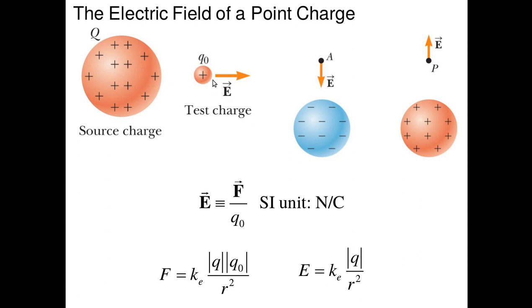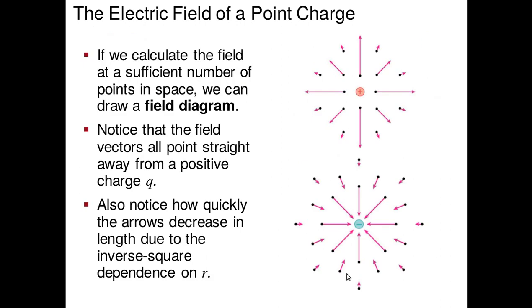I have to use a positive test charge to determine the direction. It always goes away from the positive source charge, because the electric field points in the direction that a positive charge would be accelerated. So the electric field is always going to point away from a positive charge, and it's going to point towards a negative charge. So that's my electric field. I can calculate the electric field of one singular point charge or multiple point charges in space.